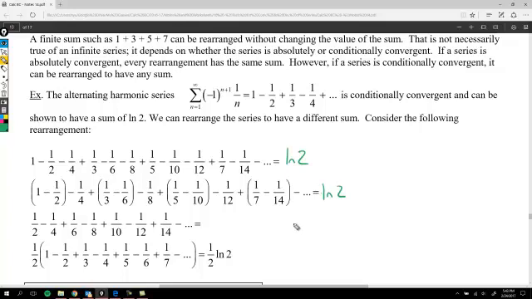Well, say we actually evaluate then. 1 minus 1/2 is 1/2. The 1/4 stays. 1/3 minus 1/6 is 1/6. The 1/8 stays. 1/5 minus 1/10 is 1/10. The 1/12 stays, and 1/7 minus 1/14 is 1/14. I haven't really changed much, but all of a sudden it looks like I'm missing a term. So this will probably still equal the natural log of 2.